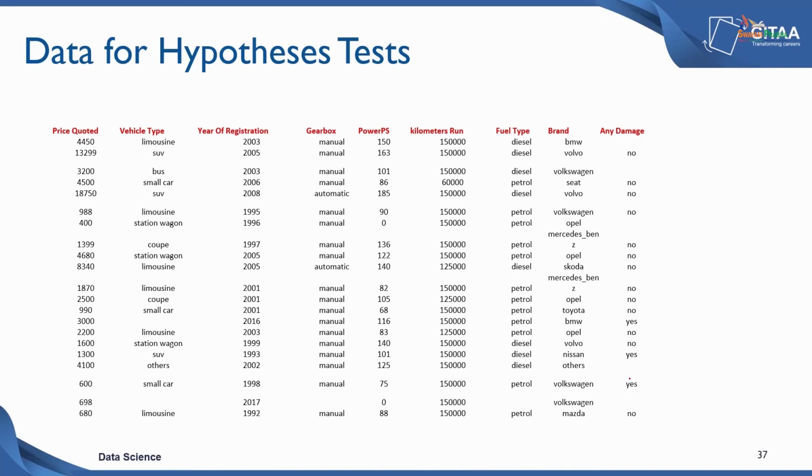We had used this particular data for descriptive statistics also. This data set started with something like 2.7 lakh used cars, and we had the prices that get quoted, the type of vehicle, the registration year, which gives an indication about the age of the car, whether the gearbox is manual or automatic, the power outputs, number of kilometers, fuel type, the brand, and whether the car has any visible damage or no damage.